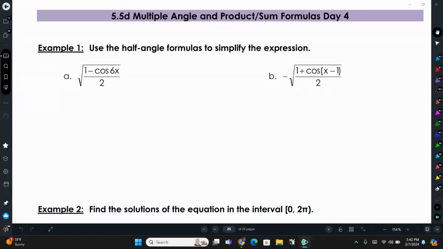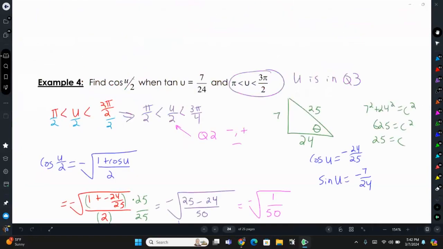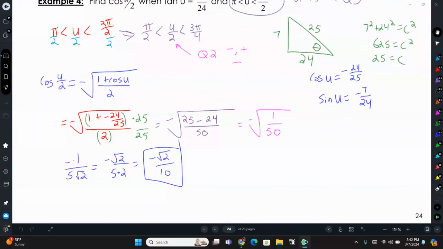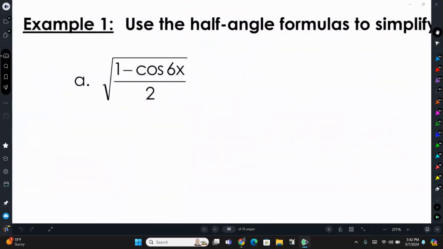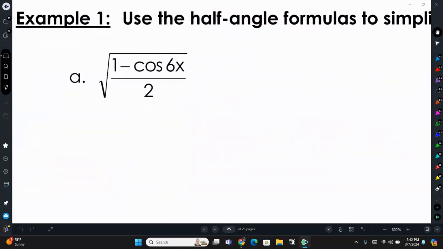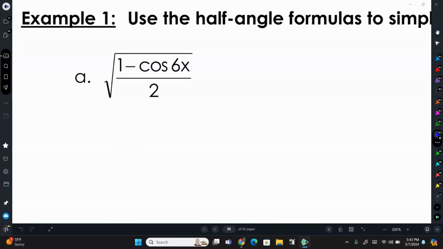So yesterday we talked about using this half angle formula, cosine u over 2 equals plus or minus the square root of 1 plus cosine u divided by 2. But we're going to go backwards with this now. So we see that this has the formula in it, 1 minus cosine 6x over 2. So when we go backwards, this is our angle.